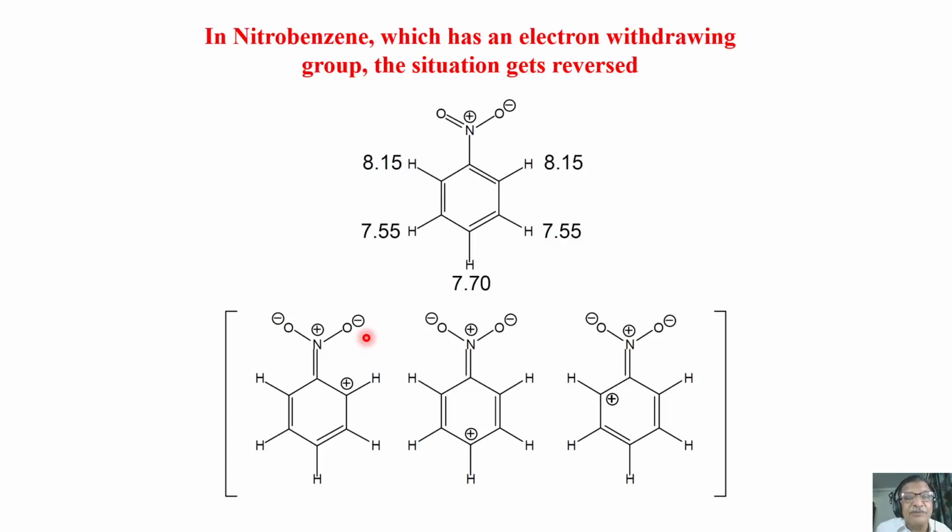What is the difference between these 2? In the case of aniline, NH2 is a donating group. Now, in the case of nitrobenzene, NO2 is an electron withdrawing group. What do you expect now? The phenomenon will be reversed. So the charge density will be less at ortho and para positions and more at meta position.